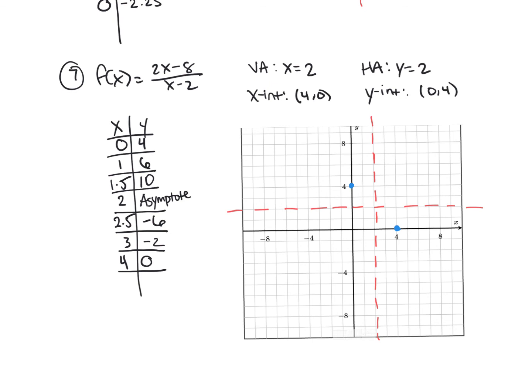So when we look at the table, 0, 4, we've already graphed that. We also have 1, 6, which is here, and then 1.5, 10, which is about there. So we can see how it's getting really close to the asymptote over here, and then from then on you can swoop it out and show that it's going towards that asymptote. On my right side, we have 2.5, negative 6, 3, negative 2, and then 4, 0 we already have.